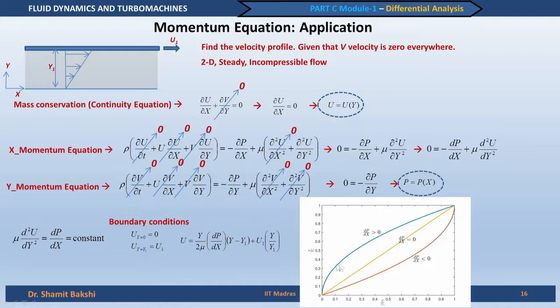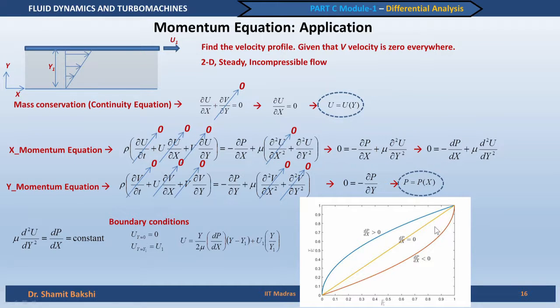For example, we start with the first case where dp by dx is 0, that means this term drops out, that means there is no pressure gradient. Only the plate is pulling the fluid, with the help of shear it is making the fluid flow. So, then you have a very linear profile like this. So, this is basically the solution.